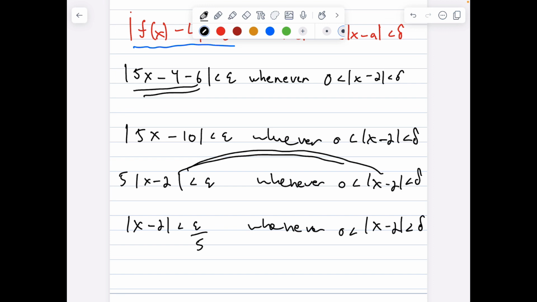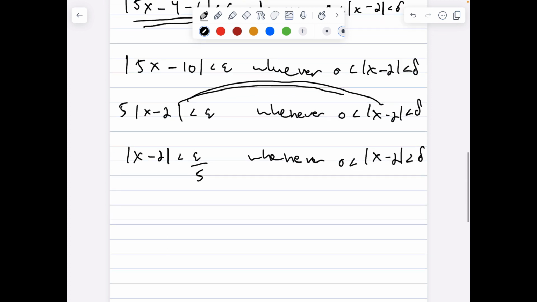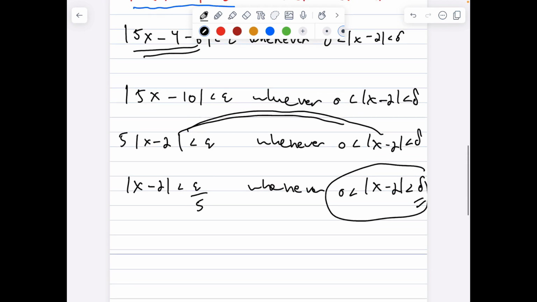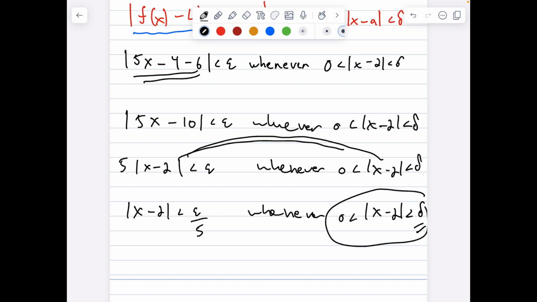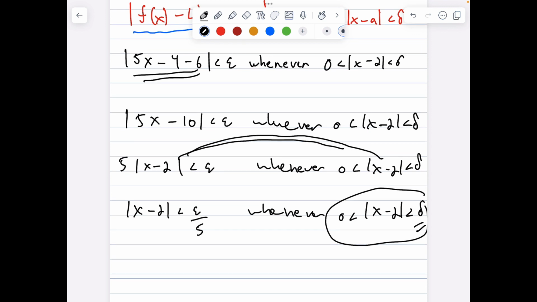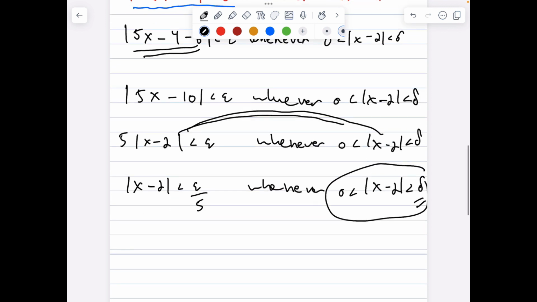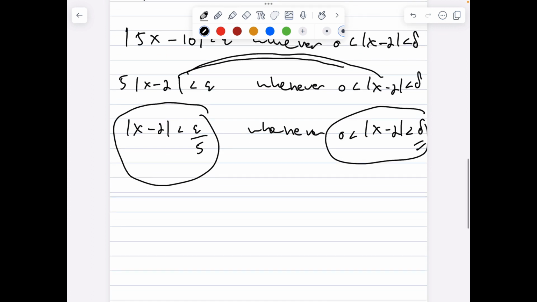And the last thing I'm going to do is divide by 5. The reason I'm doing this is because it's really hard for me to get an expression that looks like this from the given information by just looking at it. So I manipulated it to look like that, which I could do. And I arrived at this place where the absolute value of x minus 2 is less than epsilon over 5.